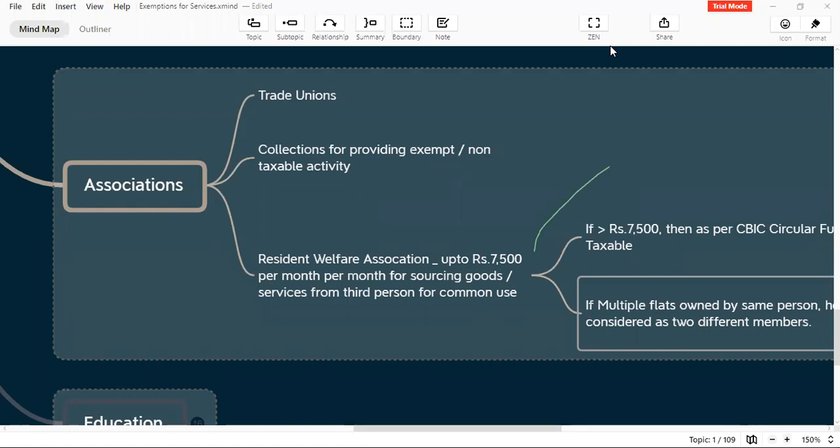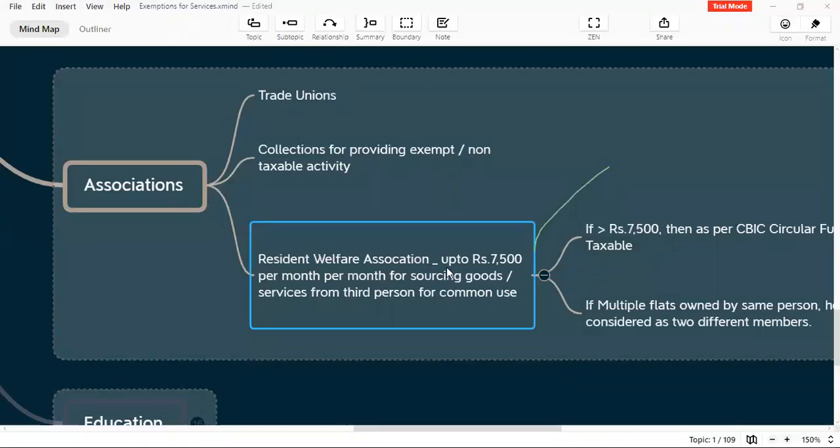So the answer is, if you see the wordings in the law, it says Resident Welfare Association up to 7,500 per month per member for sourcing goods or services from a third person for the common use of all. When we say common use, it represents the common use of all the members and not identified members. So if it is an identified facility given to a select set of members, it would not have this exemption of 7,500. It means the entire amount would be taxable. What we are looking at is an exemption. It won't be covered under common facility usage. So the entire amount would be liable for GST. This is what we have to be clear about.